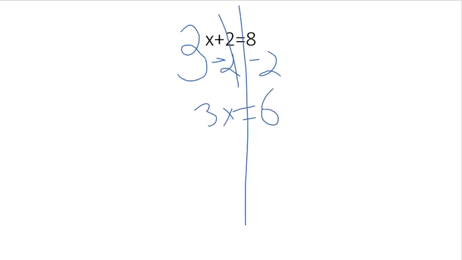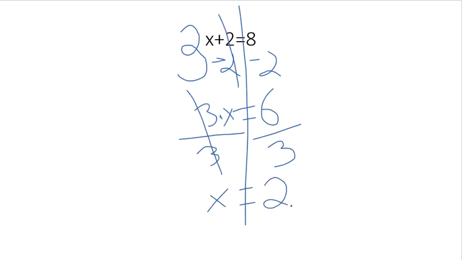We now need to get x by itself. The operation between 3 and x is multiplying, and the opposite of multiplying is dividing. We always divide by the number we don't want on that side, in this case, the 3. If we divide by 3 on one side, we need to divide by 3 on the other. 3 divided by 3 is just 1, leaving us with x on the left side, and 6 divided by 3 is 2. So our answer now is x is equal to 2.